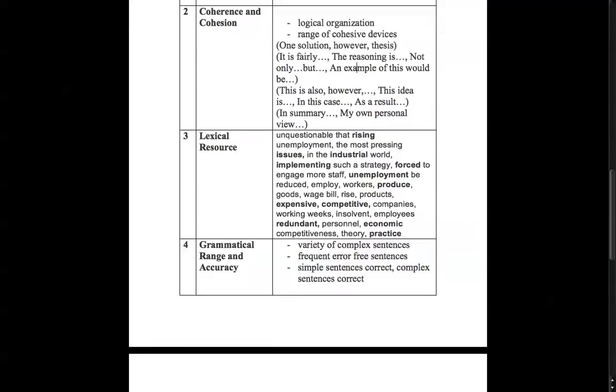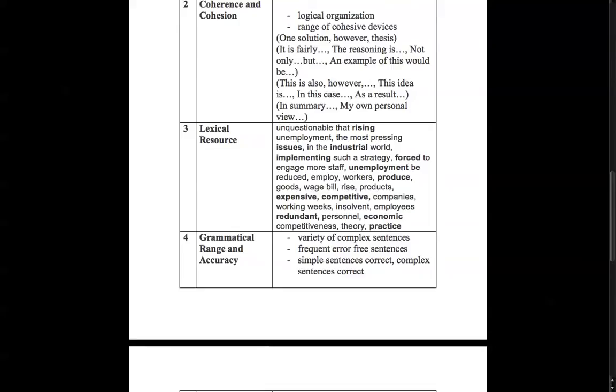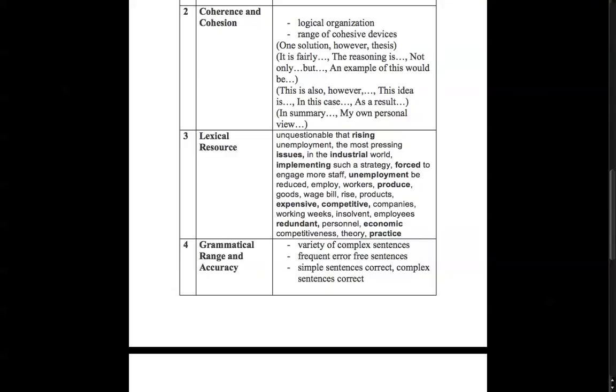Lexical resource. Now this is very strong. The lexical resource here is, in my opinion, closer to a band 8 than a band 7, because it is thematic and there is a wide variety of vocabulary accurately used. So here are some examples. Unquestionable that rising unemployment, the most pressing issues in the industrial world, implementing such a strategy, forced to engage more staff, employment would be reduced, employ workers, produce goods, wage bill, rise products, expensive, competitive companies, working weeks, insolvent employees, redundant personnel, economic competitiveness, theory and practice. These words are all words which are thematically linked to the topic of unemployment, and they are used accurately and flexibly.